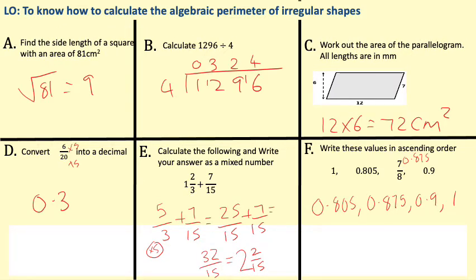Okay, so again, the pattern's still the same. We've got a question at the start where we have to square root our 81 because we want to find out each side length of the square, which would be 9. We have to use our bus stop method here. So the 1,296 goes inside the bus stop, and what we're dividing it by, the 4, the divisor, goes on the outside.